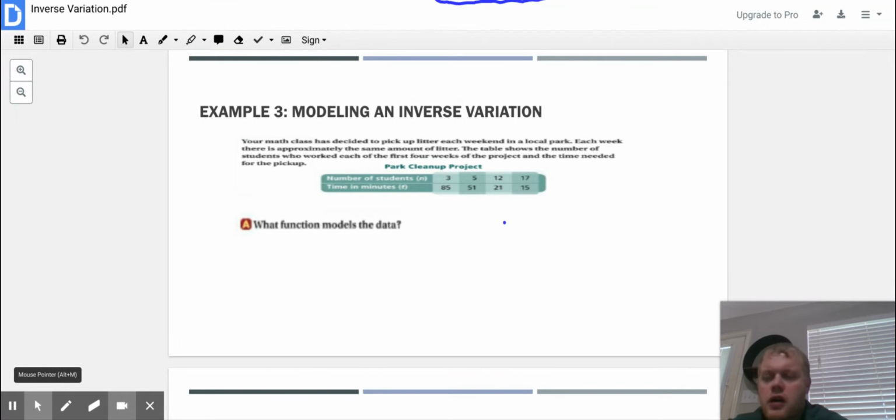All right. So our first part here. So what function models the data here, right? So all we're going to do here is we're going to see if we can find what that equation would be. So again, we're going to multiply all of this out here. So I'm going to do our n times p here, right? So I have 3 times 85. I have 5 times 51. I have 12 times 21. And then I have 15 times 17.